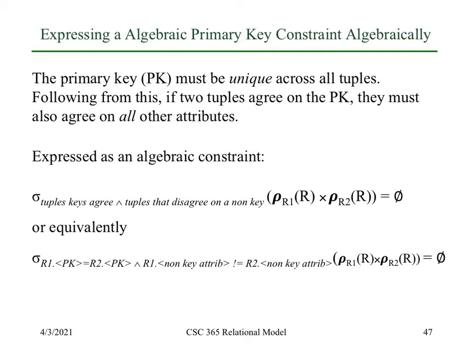And if two tuples are to agree on the primary attribute, then obviously it has to agree on all the other attributes. And since the tuples form a set, then that would mean that you can only have one of those tuples. So how can I express this?